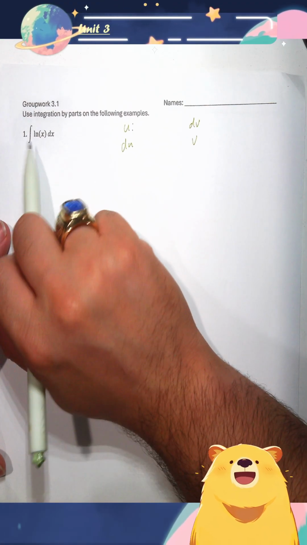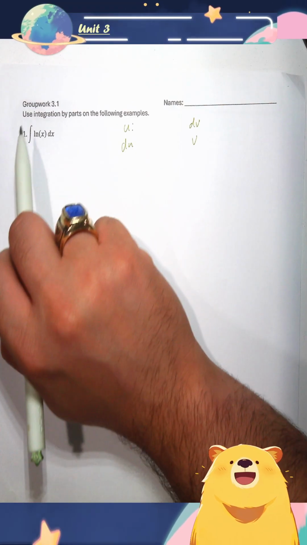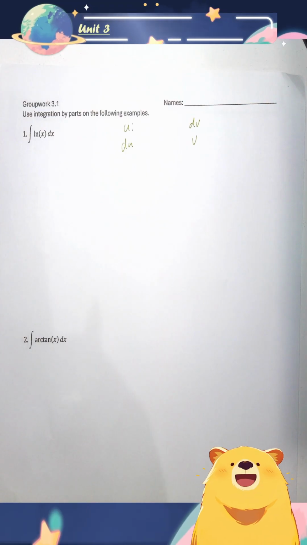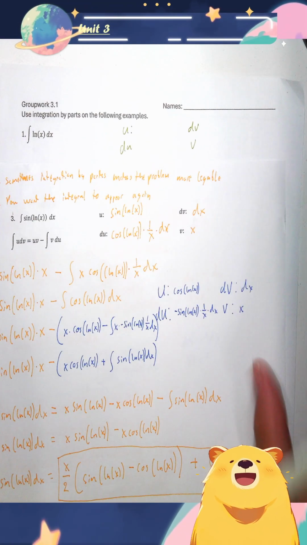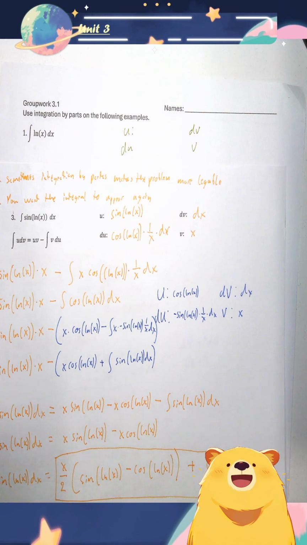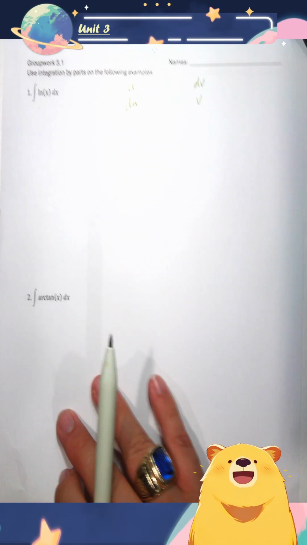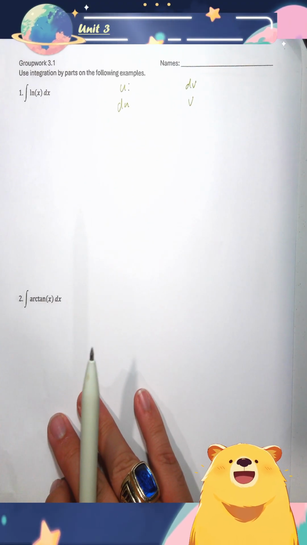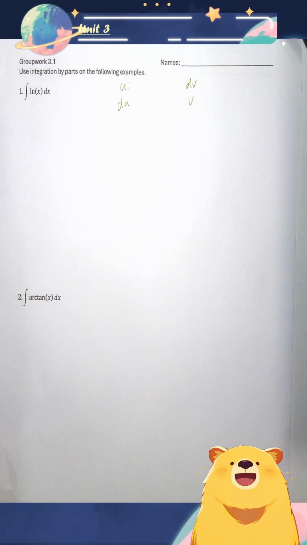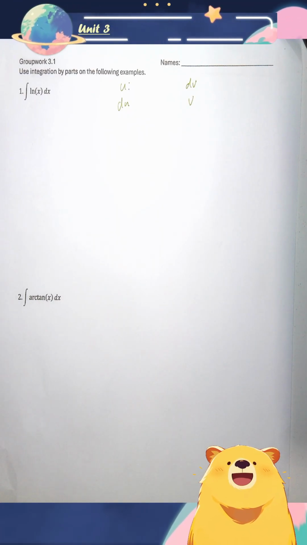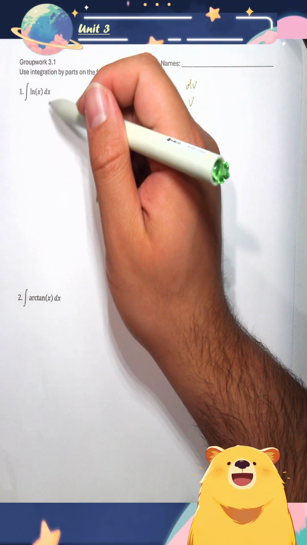Right. From the Unit 3 material, there was a bullet point that I made that technically got skipped. The bullet point was: sometimes integration by parts makes the problem more legible. All four problems we're seeing today are instances of making the problem more legible. So we're going to start off with first the integration of ln.